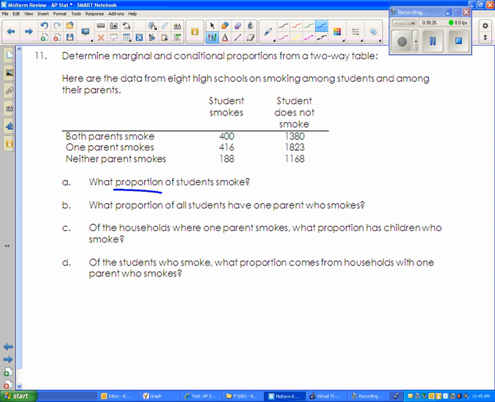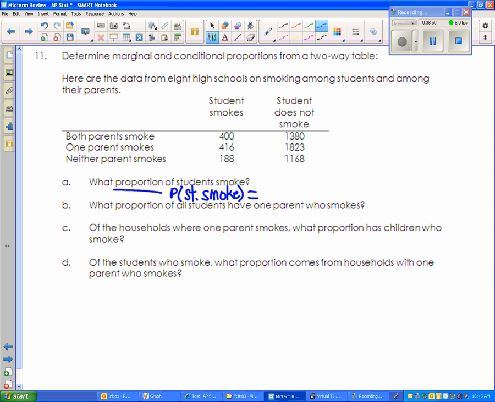So in letter A, it says, what proportion of students smoke? So again, please use proper notation. If I'm finding proportion, it's the same notation as for probability. I take the probability or the proportion that the students smoke. Now I'm talking about everyone. I have not restricted it at all. I'm looking at all the students. So what proportion of all students smoke?